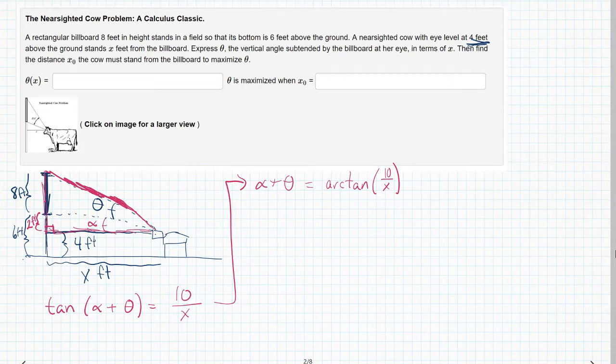But that's not what it wants. It wants theta of x, right? So we could do theta equals arctangent of 10 over x minus alpha. But that's still not what we want, because we have an alpha and we have an x. Those things vary depending upon where the cow is standing. So in order to do this, we're going to have to figure out another way to represent alpha.